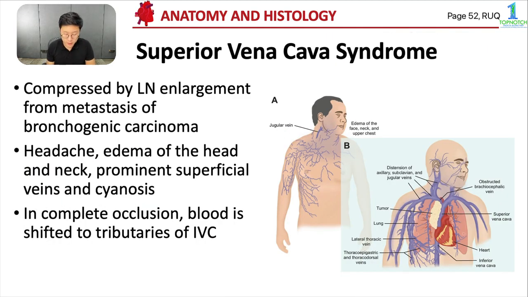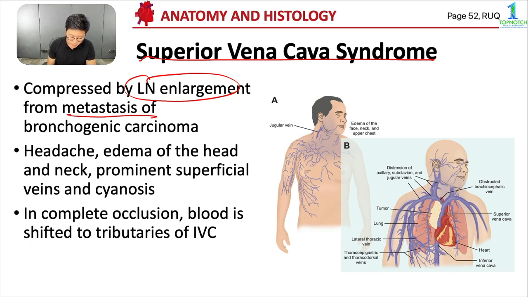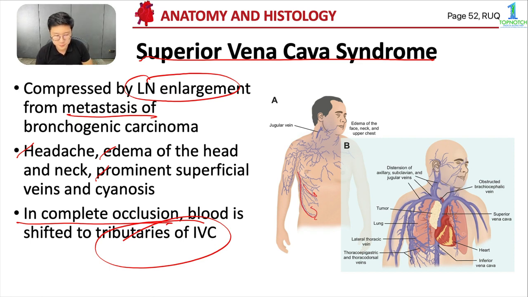A clinical correlation would be your superior vena cava syndrome, when the superior vena cava is compressed by a lymph node enlargement, usually from metastasis of bronchogenic carcinoma. Because of the blockage of the superior vena cava, blood gets pulled in the areas of the upper limb and also the head. So you have headache, edema of the head and neck, and prominent superficial veins and cyanosis. In complete occlusion, blood is shifted to the tributaries of your inferior vena cava. So that's why you see prominent veins here on the abdomen.